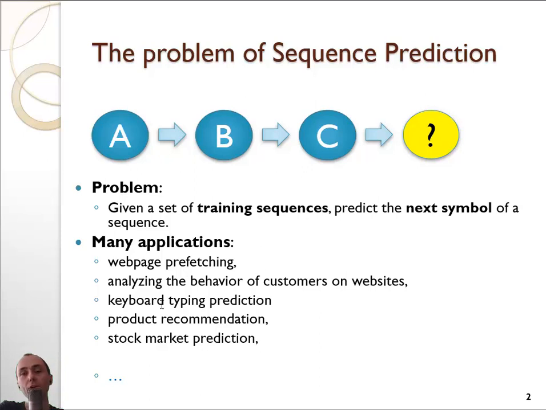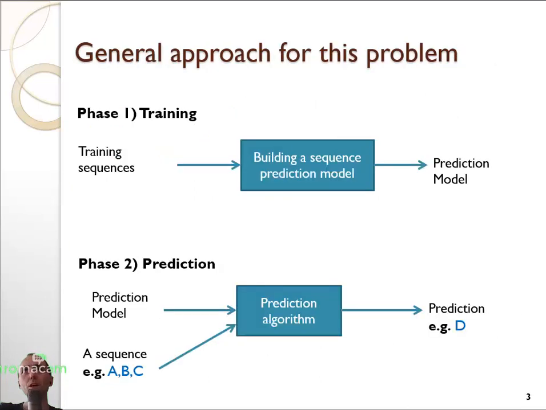Some other applications are, for example, to predict the next web page that you will visit. If we know which web page you will visit next, we can load the page before to make it faster. Another is to analyze the behavior of customers: if you buy A, B, then what you will buy next. Or product recommendation, and so on. Many, many other possibilities. Okay, so how to solve this problem?